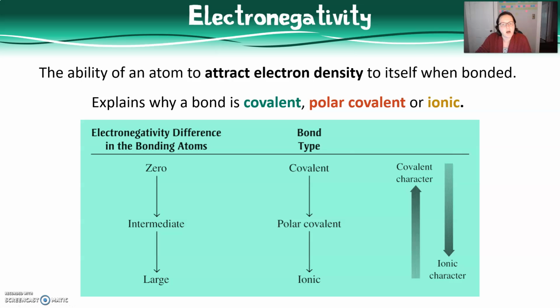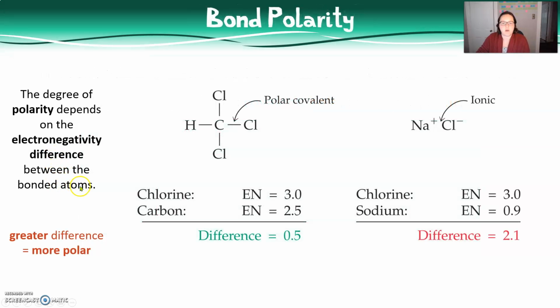The imbalance also leads to a buildup of negative charge on the more electronegative atom and some leftover positive charge from the nucleus on the less electronegative atom, which gives the bond a polarity with positive and negative poles. The degree of the polarity across the bond depends on the electronegativity difference between the bonded atoms.